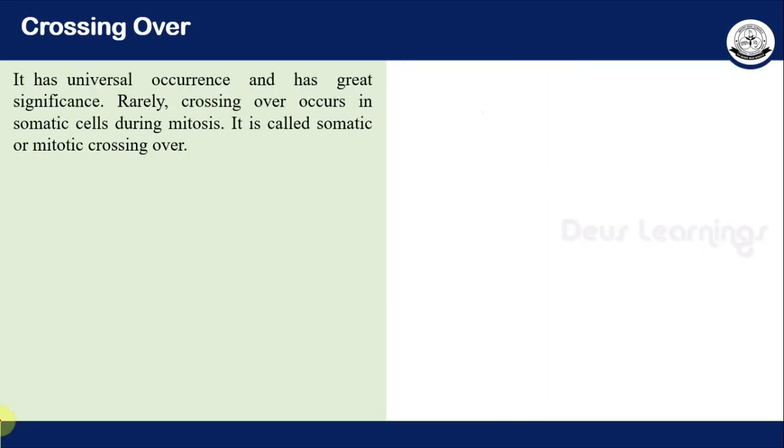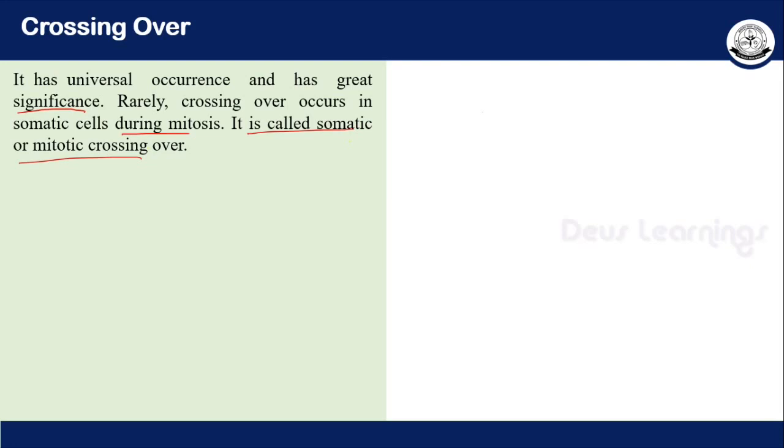so it has universal occurrence and has great significance, very important. In all diploid organisms crossing over occurs, and rarely crossing over occurs in somatic cells during mitosis. It is called somatic or mitotic crossing over. So if it happens in somatic cells, that is, in mitotic cells, we call it somatic or mitotic crossing over, right?